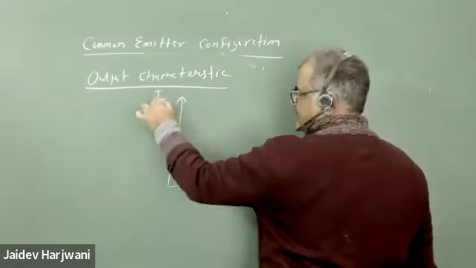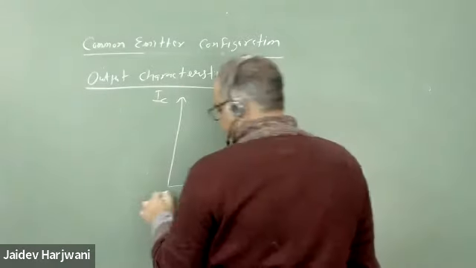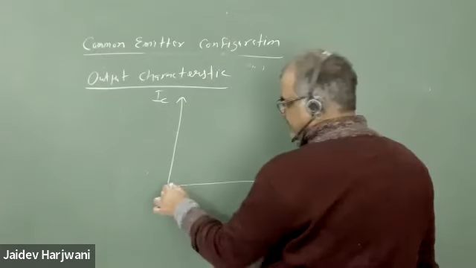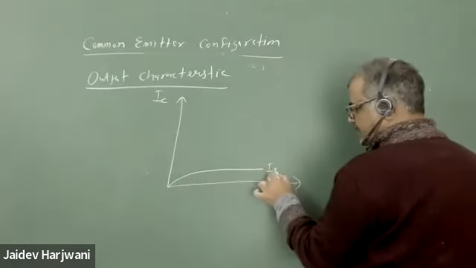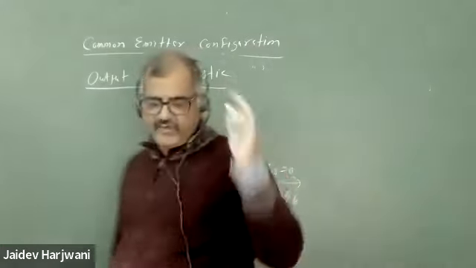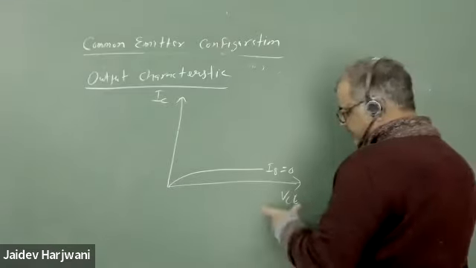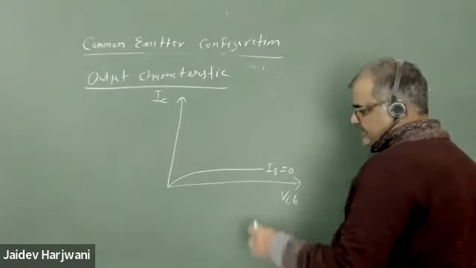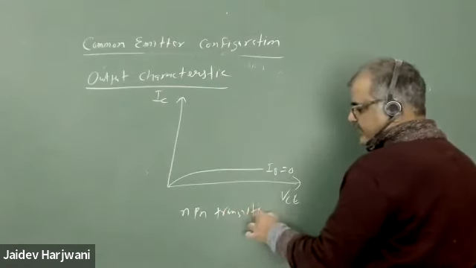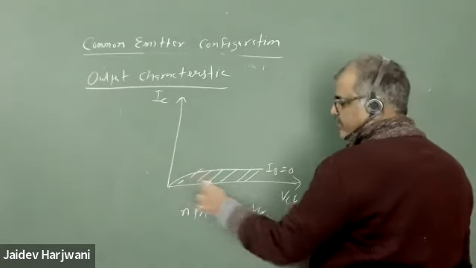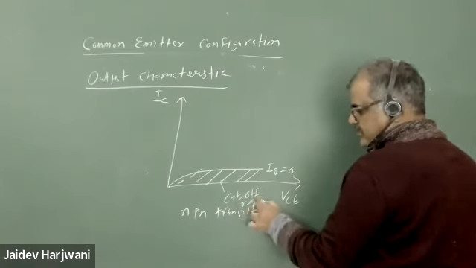So you have IC here and VCE here, and I'm keeping the input current constant. When input current IB is 0, the input junction is reverse bias or 0 bias. VC is positive, so that is already reverse bias. This is the characteristics of an NPN transistor. This region is called the cutoff region, what we have seen earlier.